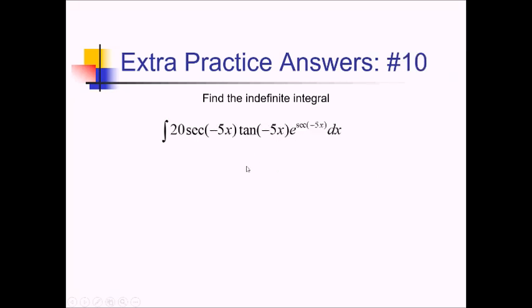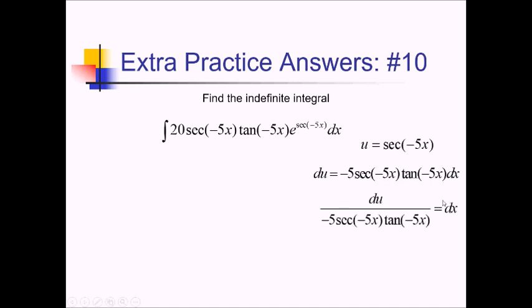Trying to find this indefinite integral is kind of daunting at first, but if you stare at this long enough, you may notice that we have an inner function, secant of negative 5x, whose derivative, this secant tan business here, is elsewhere in the problem. So we can try u substitution on this. So let's let u equal secant of negative 5x. So then du is going to be negative 5 secant of negative 5x tan of negative 5x dx. And then if I divide by all of that stuff that's not dx, I can get du over all that as something equivalent to dx.